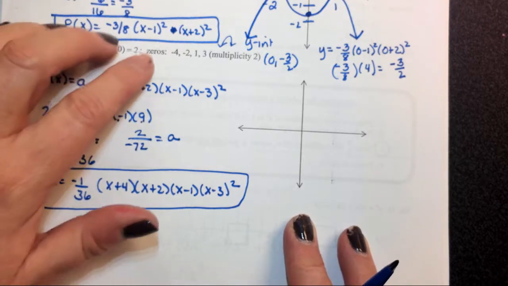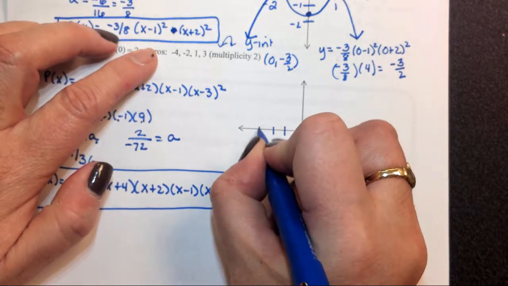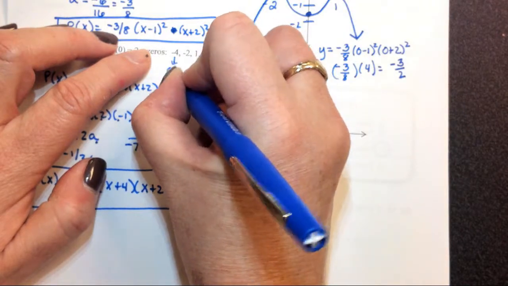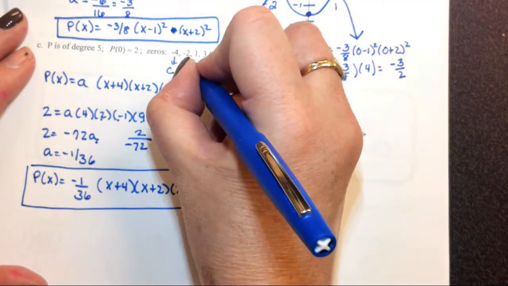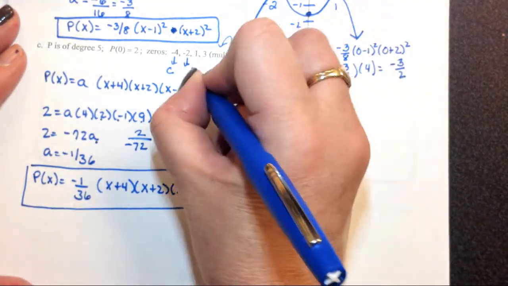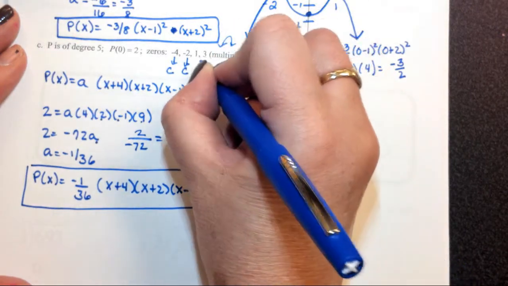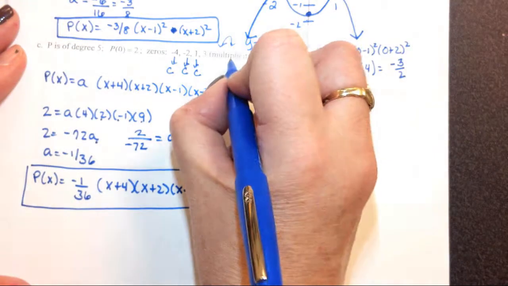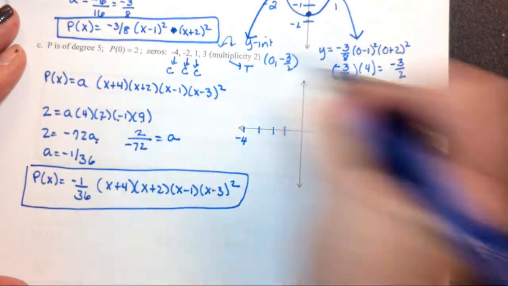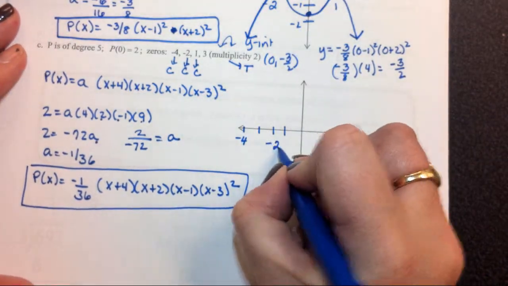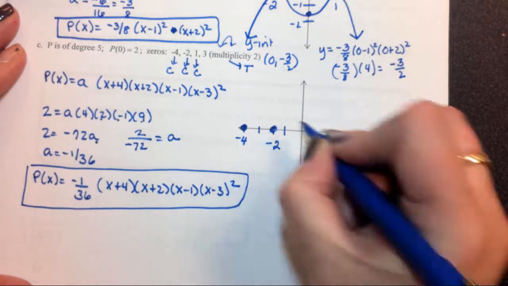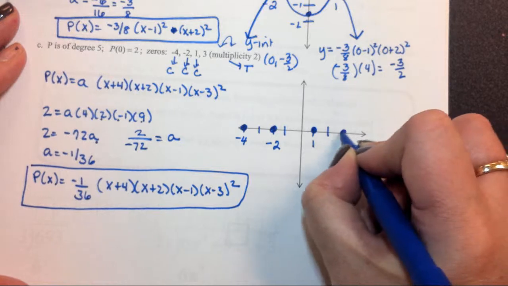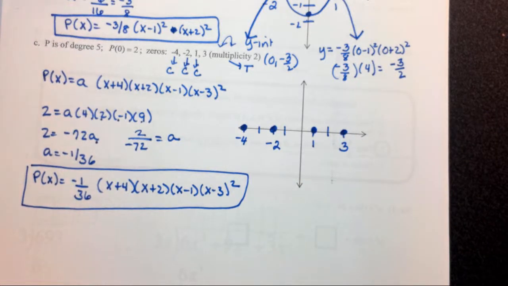So now let's see. What's happening at -4? At -4, it's just going to do what on the x-axis? Cross. What's going to happen at -2? It's going to cross. What's happening at 1? It's going to cross. But what's going to happen at 3? It's going to touch. Alright, so there are my 4 x-intercepts.